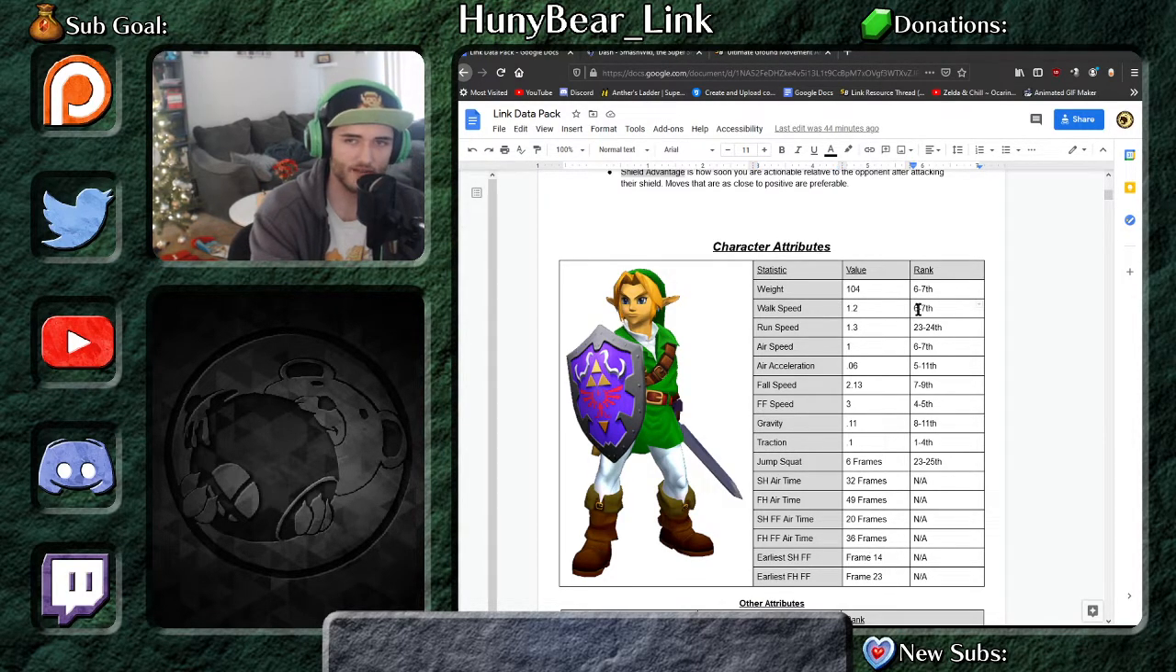Pretty fast. He's a fast walker. He's a speed walker. Run speed, bad. Real bad. Airspeed, real good. Good maximum airspeed. Air acceleration, how quickly you can get to that peak and how quickly you can turn around. Real good. Really good, actually. But most characters have good air speed.